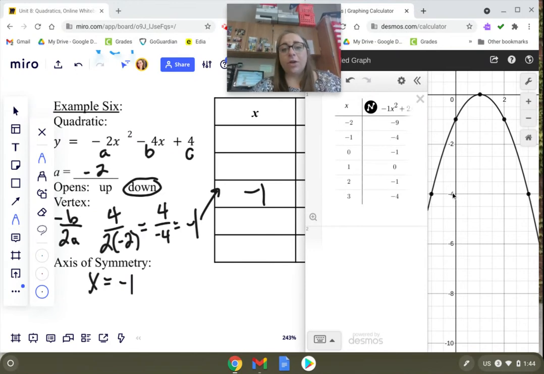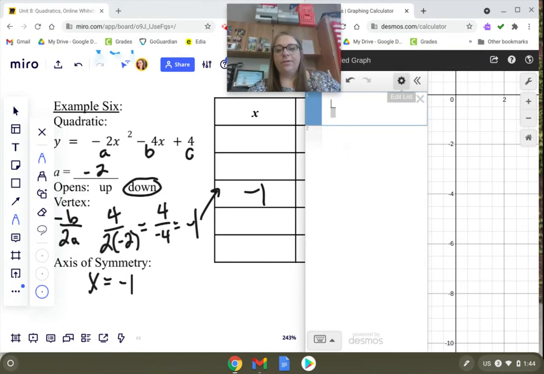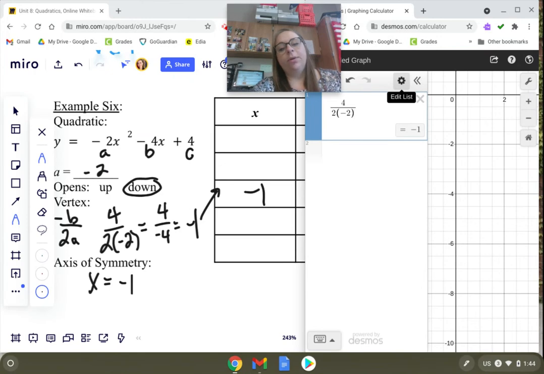If you're struggling with that fraction, hit divide first, 4 on top, 2 times negative 2. It gives you that same answer too. So definitely let Desmos help you out there. From there, we can finish filling out our table by going up 2. So negative 1 plus 1 gets me 0, plus 1 again gets me 1. And then going down 2, so negative 2, negative 3.